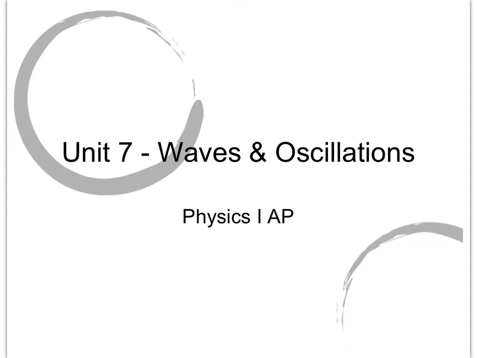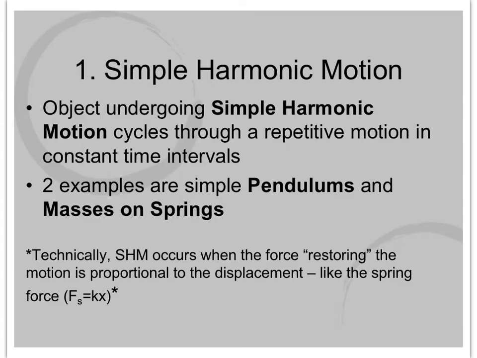All right, so we're going to go ahead and begin our last unit that's covered on the AP exam, which is waves along with oscillations, also known as simple harmonic motion. All right, so we're going to start here with simple harmonic motion, which is a form of an oscillation. And really what we have with simple harmonic motion is just a situation where an object is undergoing a repetitive motion with a constant time interval.